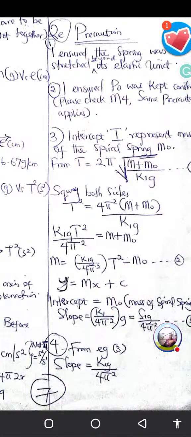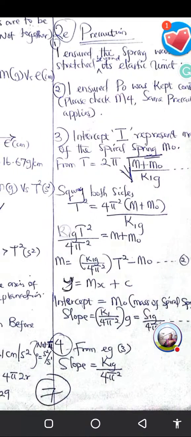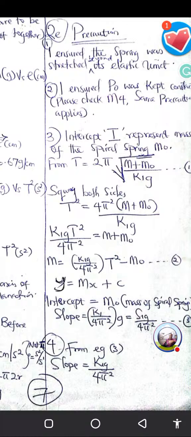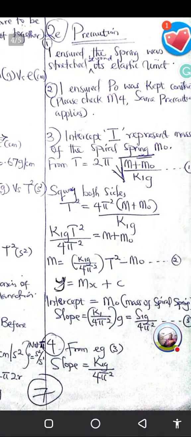So then I say, what does the intercept represent? It represents the mass of the spiral spring. Now sometimes the spiral spring may have a scale pan attached. So at times it could also be the mass of the spiral spring alongside that of the scale pan, which is used to contain the weights that will be added to the system. Now if you compare the slope, it's k1 over 4 pi square g. That's your slope there.